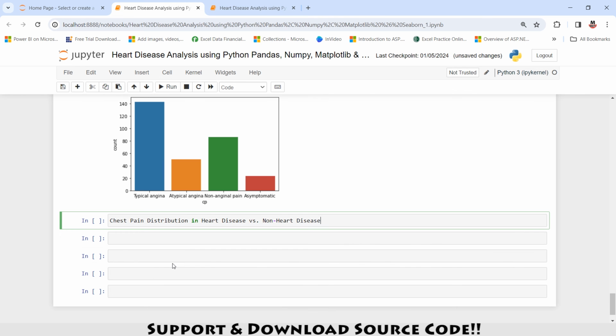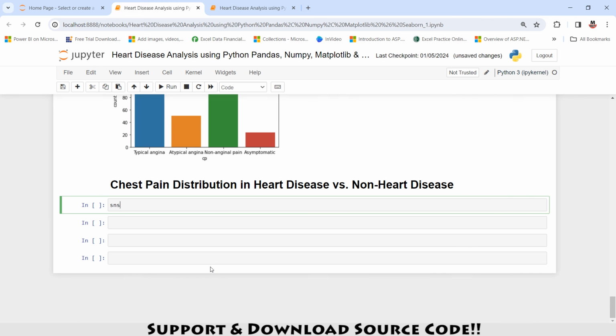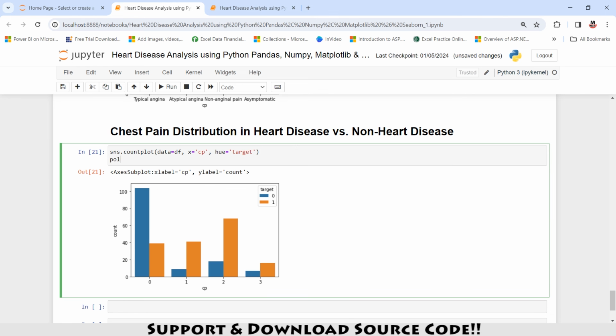Now we are going to explain the distribution of chest pain on the basis of heart disease. So now I'm making this heading. Okay, shift enter. sns.countplot, and in countplot my data is equal to df and in x I need cp, meaning on the x-axis I want to put this cp. I have 4 types of cp in this data, and hue should be this target, and I will wrap this cp in quotes as well. If I press shift enter from my keyboard, now I will type plt.legend with labels.